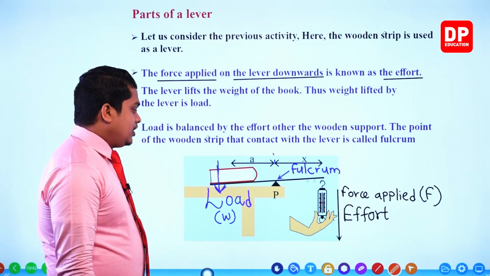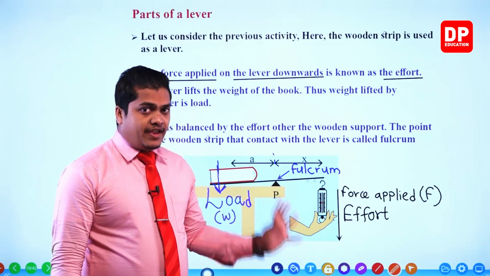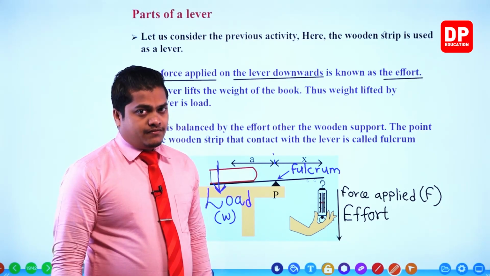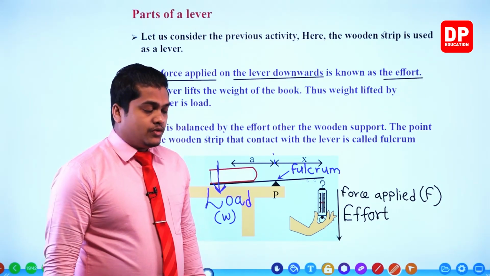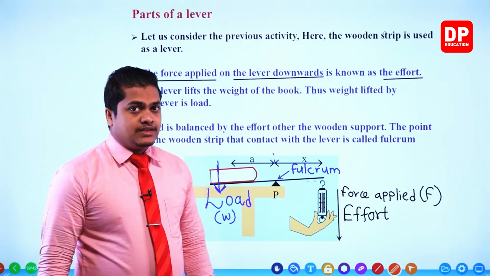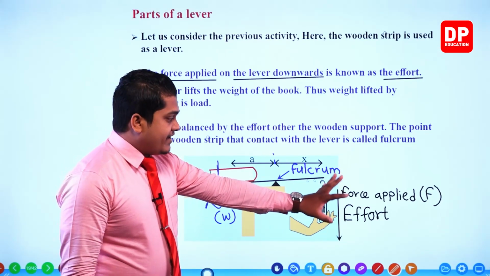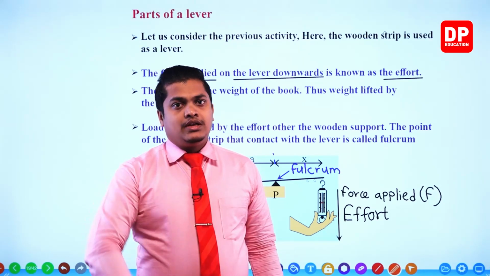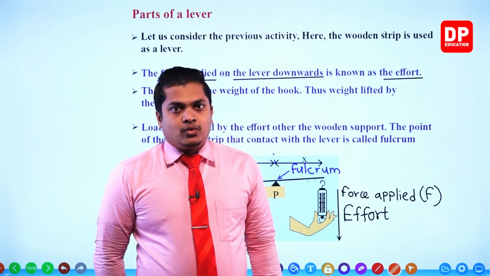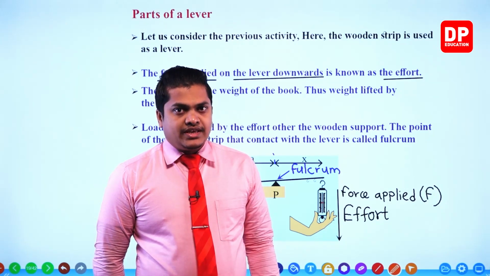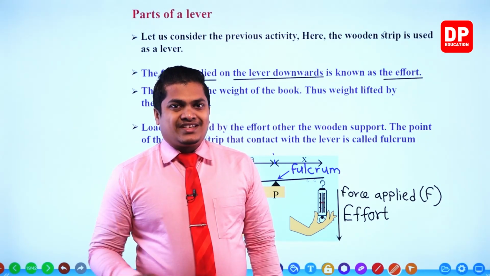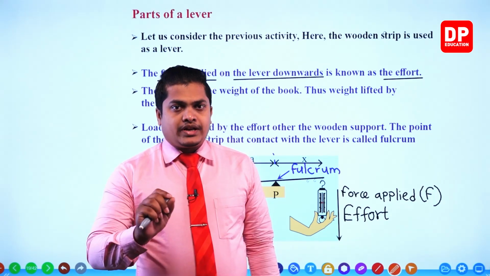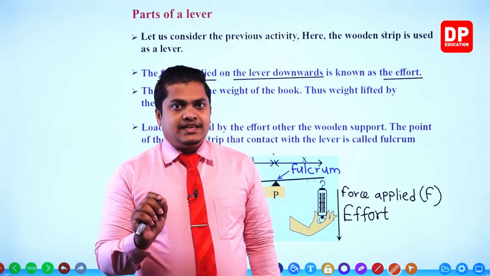Then the third one, the load. It's the mass or the weight which has been placed at the other side, which we need to lift off. The load. I have named that using W because it is weight. So effort, fulcrum and load, these are the three main parts related to a lever, my dear children. I hope that you got the idea about the main parts of a lever. Once again, we'll recall: the force which we need to apply to lift the load or the weight is referred to as the effort.